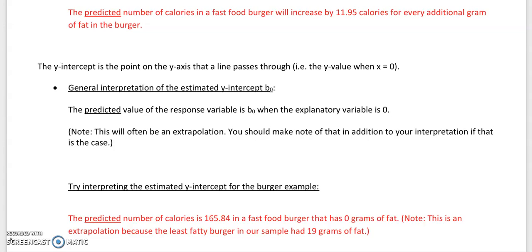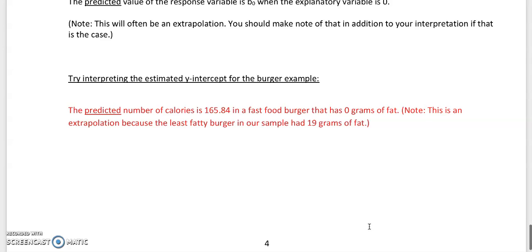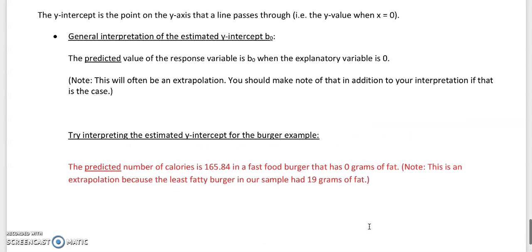And if that's the case, you should still write out the interpretation if I ask you to do it, but you should probably add a note that says, you know what, this is an extrapolation. The least fatty burger we had was 19 grams of fat. Maybe a veggie burger would have 0 grams of fat, but that's going to be a very different kind of burger. So who knows if this prediction would be a very good one. All right, so that'll wrap up Notes 19.